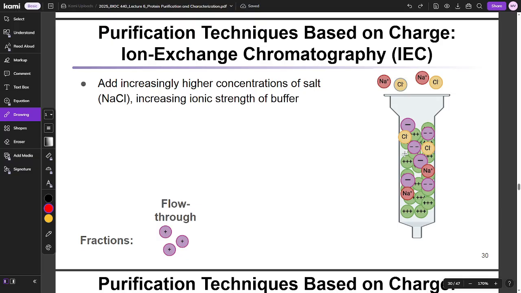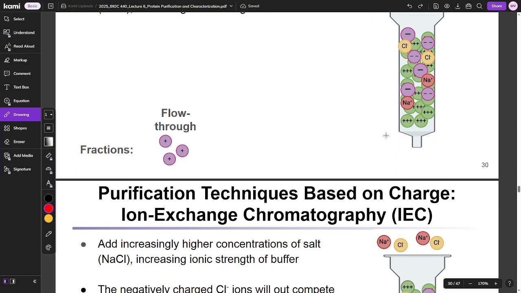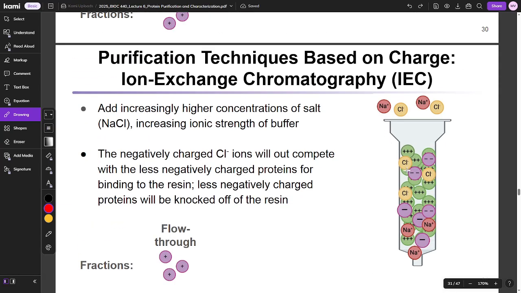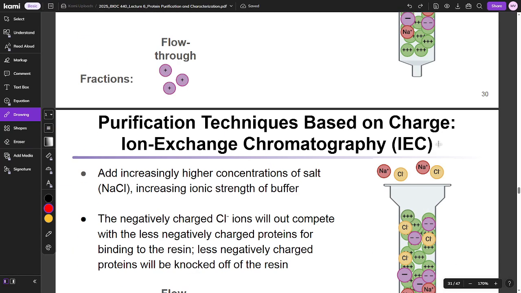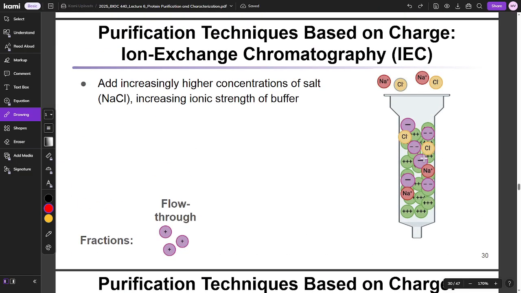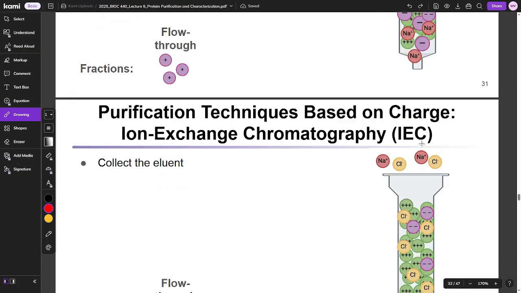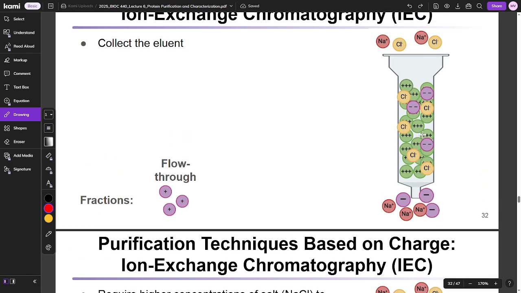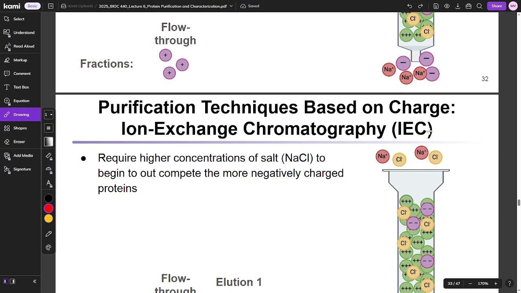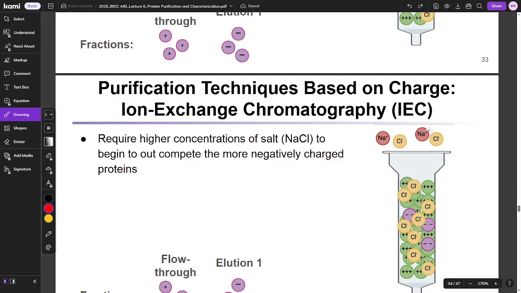If you have more of a thing, the probability of that thing bumping something else out of the way is much higher. Here you can see what's happening. You put these chlorides in and see how these charges are now moving. Now the chloride has replaced all of these negatively charged proteins. The very strongly charged ones have stayed in there, but if you add enough, even those will also get eluted out.